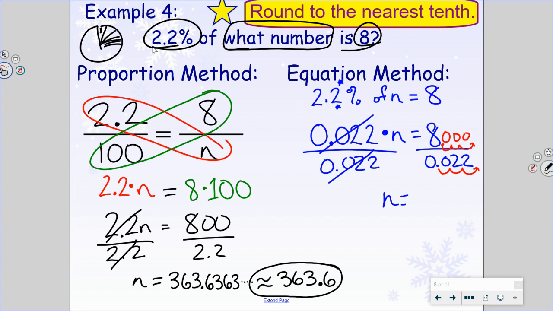And naturally, if you divided 8,000 by 22, you would still get a repeating decimal. Therefore, we're going to round it to 363. Again, you'd have to go one more place to see if that's going to be 6/10 or 7/10. In our case, it was 6/10.